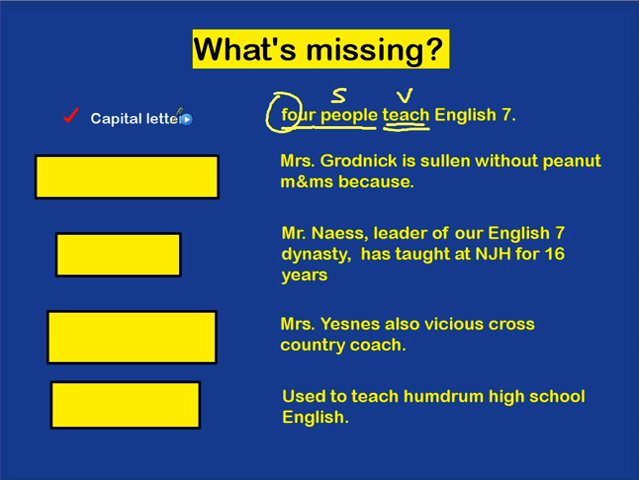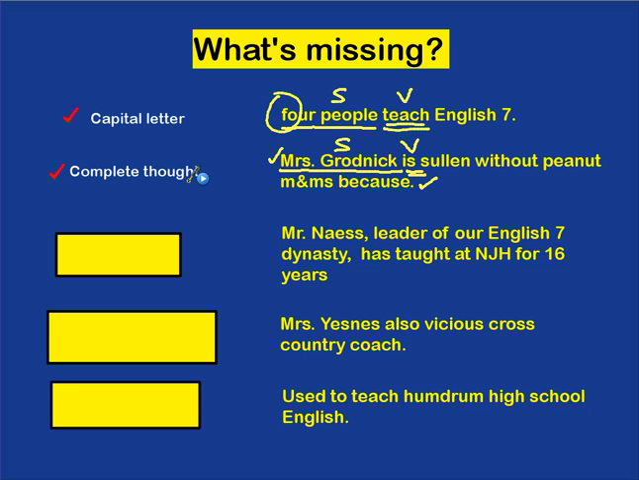Group number 2. Mrs. Grodnick is sullen without peanut M&Ms because. All right, subject, who or what? Mrs. Grodnick. What is she doing? Well, she is sullen. Is always a verb, so we do have our verb. Capital letter? Yep. Do we have an end mark? Yes, we do. Now, is it a complete thought? Well, actually, it's not. Mrs. Grodnick is sullen without peanut M&Ms because what? It leaves us hanging, so it's not a complete thought.